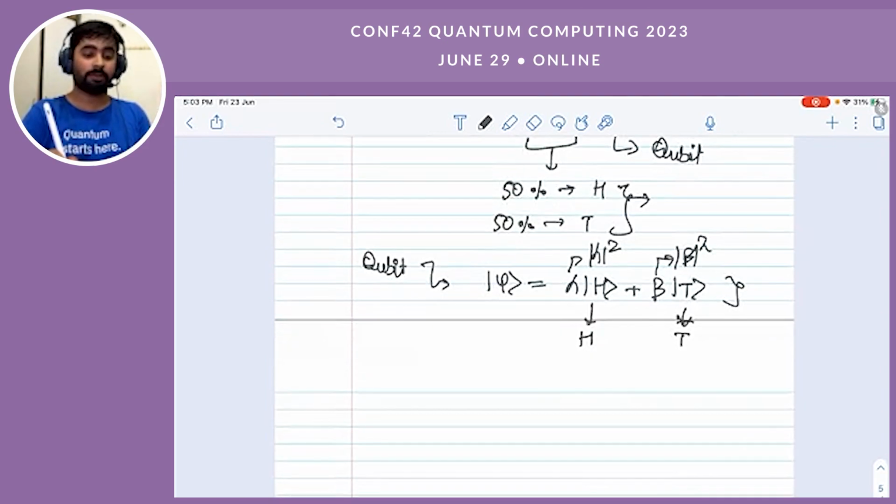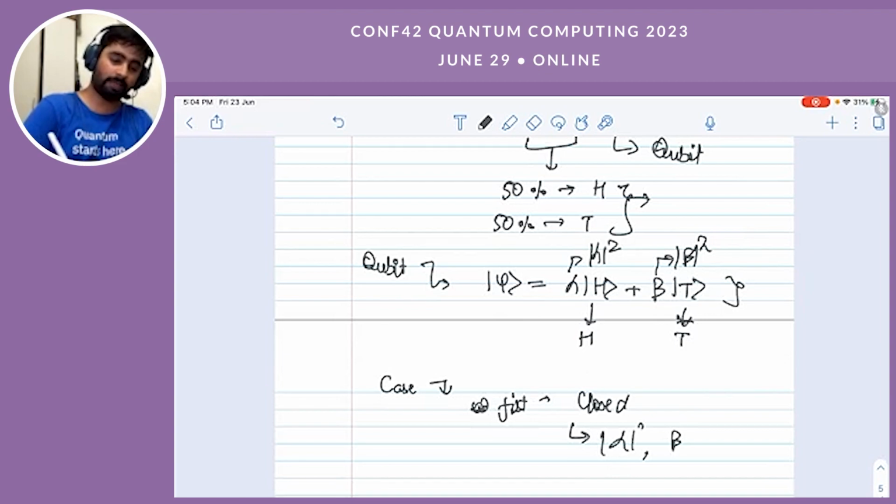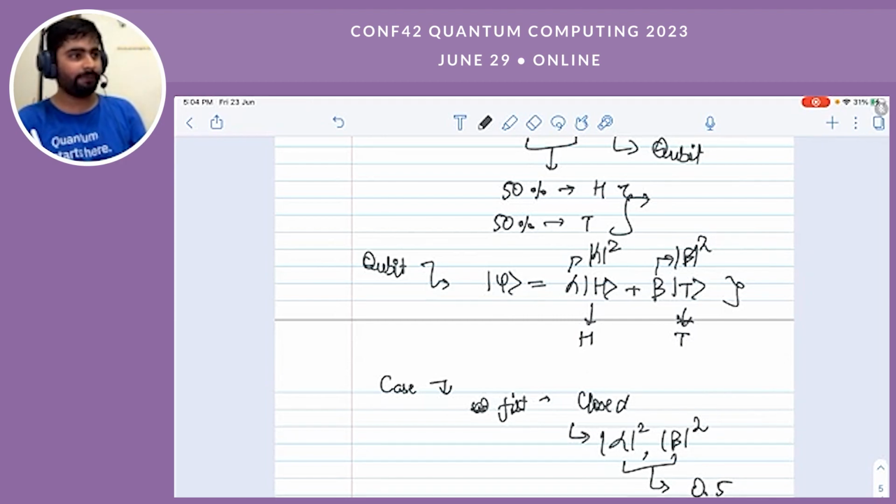In our case, the coin is in my fist, and my fist is closed. So by common sense we can say the squares of the values of this alpha and this beta are both 0.5, because right now it's in a 50-50 state.